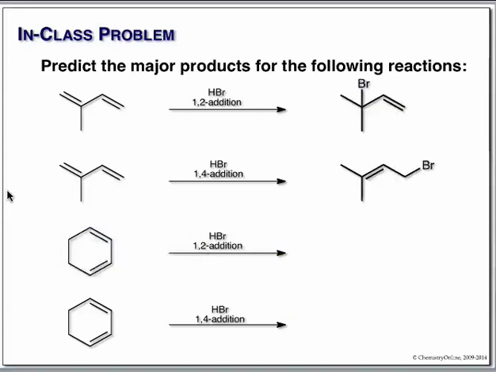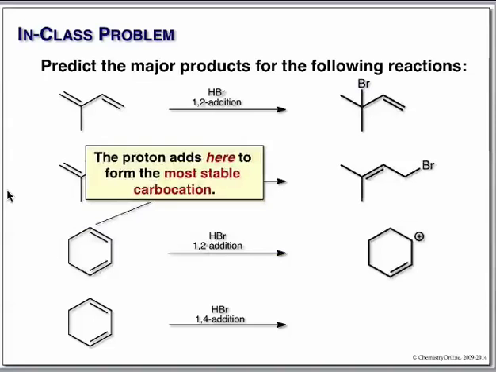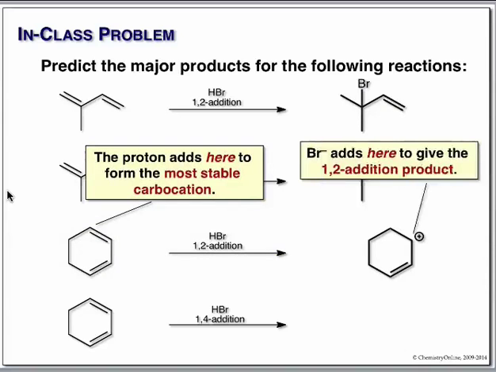Here we have a cyclohexadiene. We're going to do a 1,2 addition. The ring isn't substituted, so it doesn't really matter where you put the proton. Let's just put it up here to form this as our carbocation. The proton went on here. Bromide is going to add to this position right here. And this will be our 1,2 addition product.